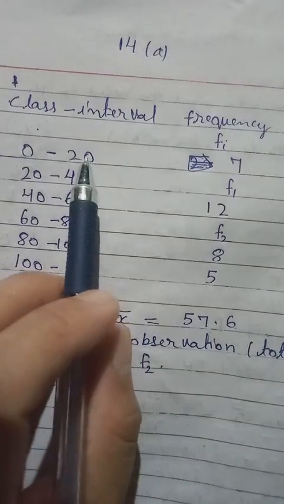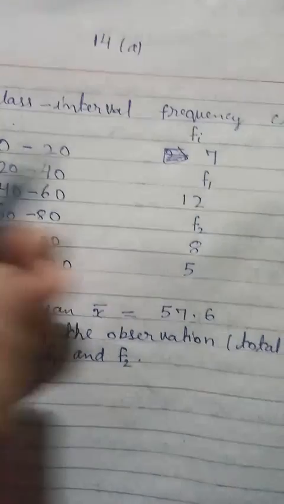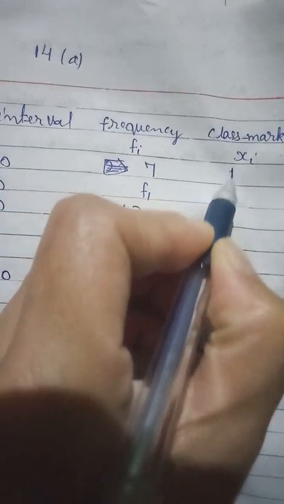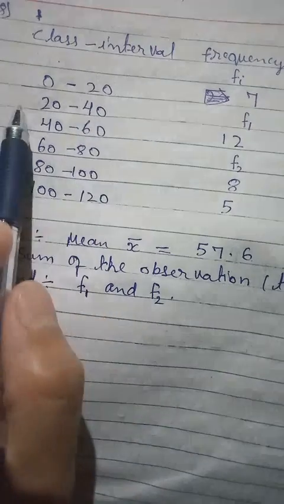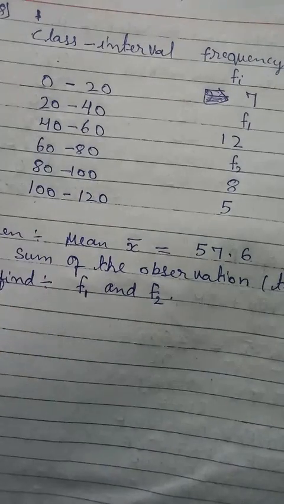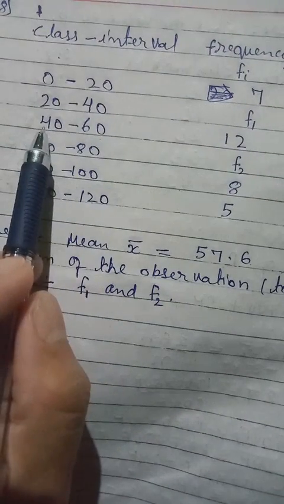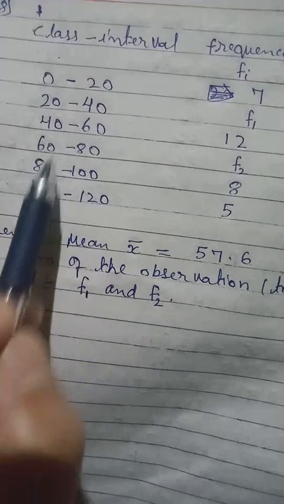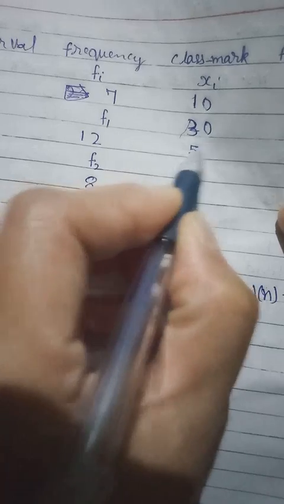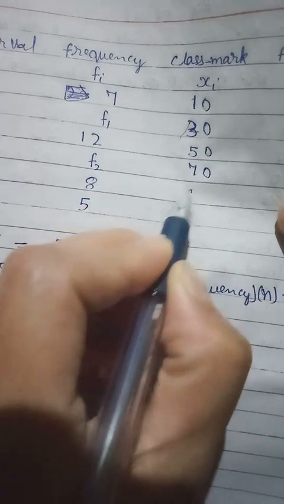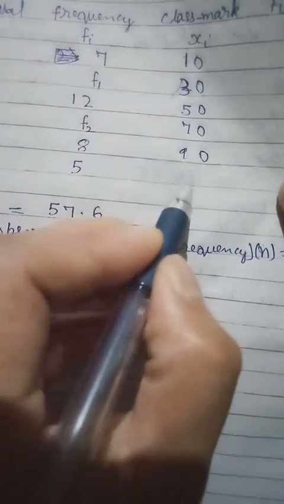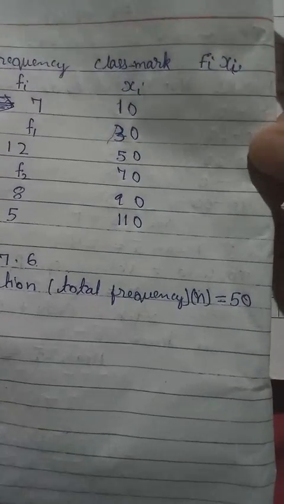So 0 to 20. 20 plus 0, we have 20. 20 divided by 2, we have equal to 10. Then here also 40 plus 20, we get 60. 60 divided by 2, it will be equal to 30. Then here also 60 plus 40, 100 divided by 2, 50. So like that it will continue. You'll get 70, 90 and 110.